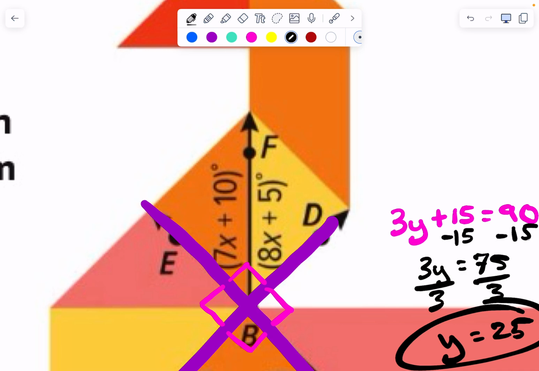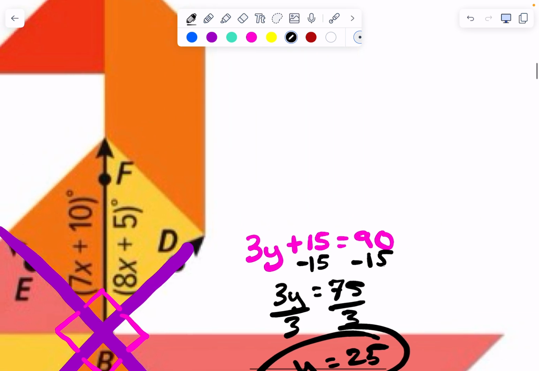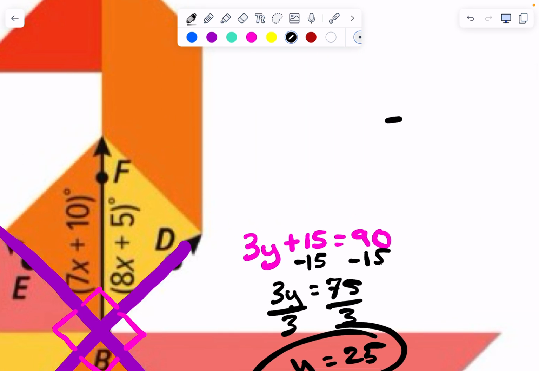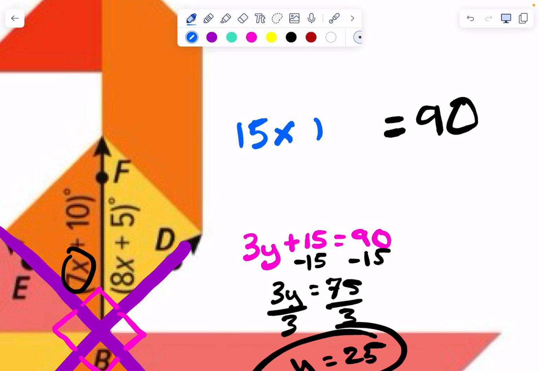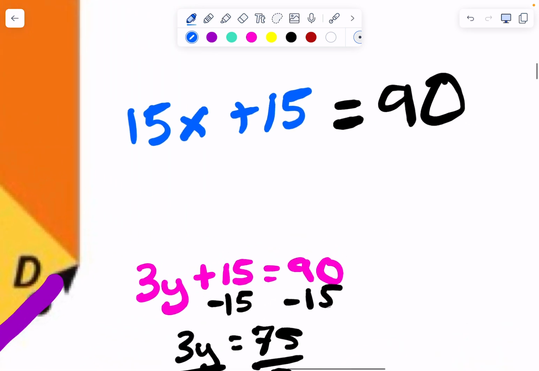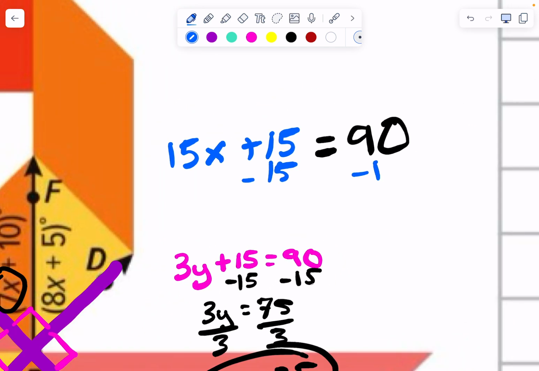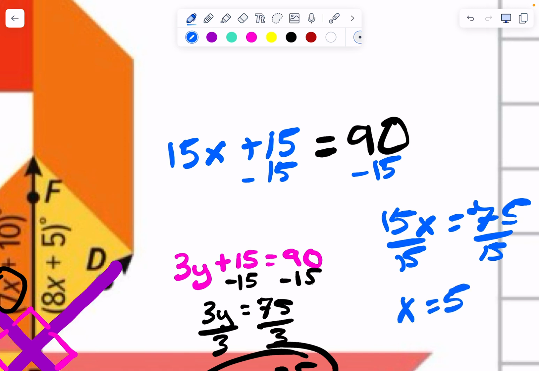Are we allowed to assume that this guy is equal to this guy? No. Even though they look like they're equal, we don't necessarily know that this angle is equal to that one, because that would mean that they both were 45s, right? But what do I know? Add them together, and they equal 90, right? If I add 7x plus 10 and 8x plus 5, what's 7x and 8x? 15x plus 15 equals 90. Do some math in your head. Let's subtract 15, which is the same as what we had before, right? 15x equals 75. And divide by 15, and is that 5? X equals 5, and that is all.